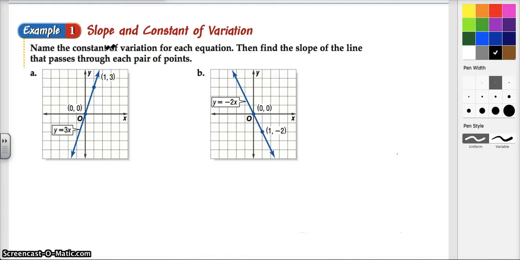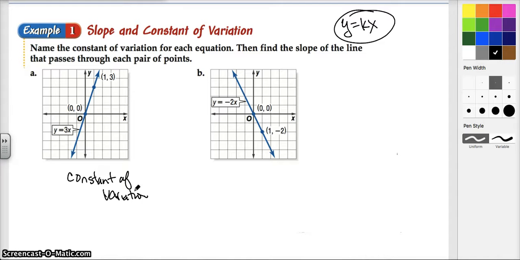They said, name the constant of variation for each equation. You remember this tells me that I have a direct variation situation. K is the constant of variation. So name the constant of variation. The constant of variation for this one is going to be 3, and the constant of variation for this one is going to be -2.